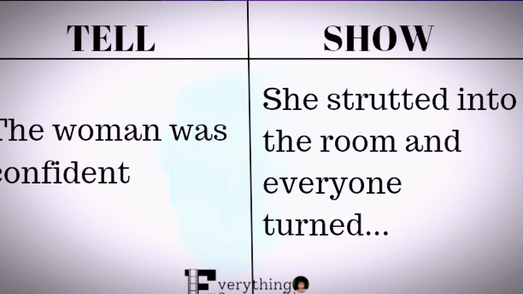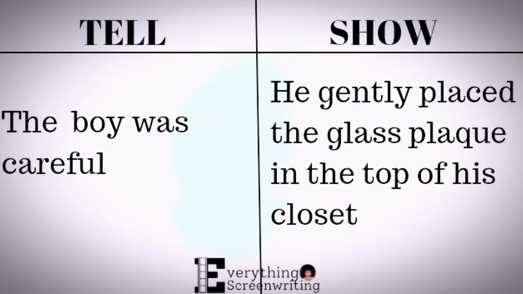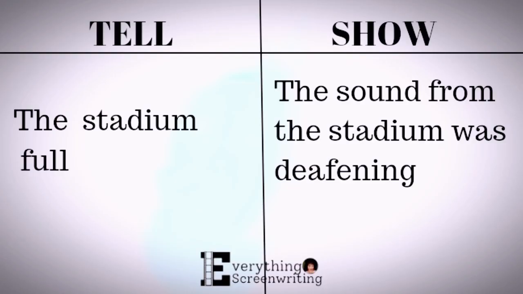Instead of saying the woman was confident, you can say she strode into the room in elegance. She strode into the room and everyone turned to look at her. The boy was careful. You can say he placed the cup on top of the drawer of his closet. He placed the cup because he was careful with it. Did he place it on the ground? How was he careful with it? To what extent was he careful with it? So that is just the description. Let's still go ahead.